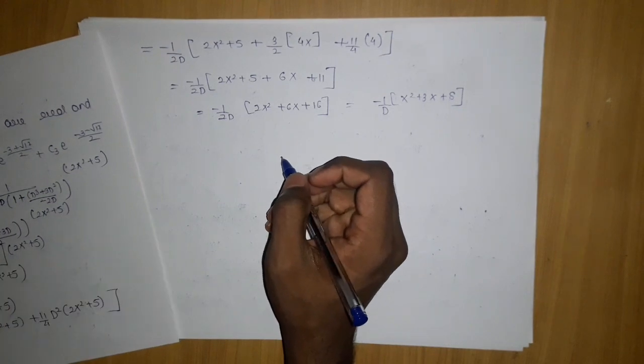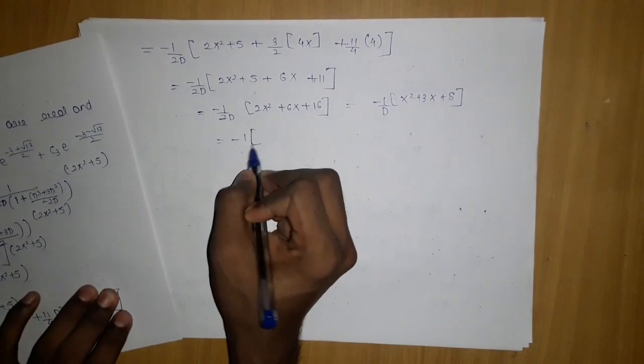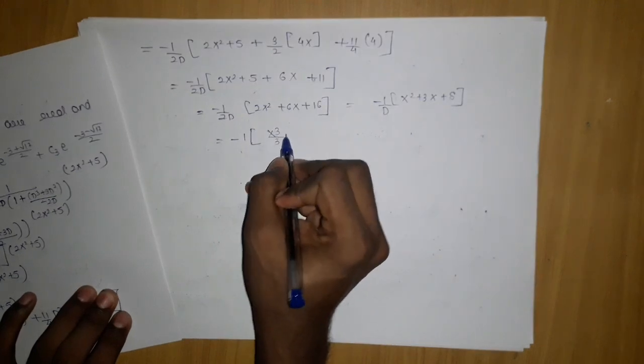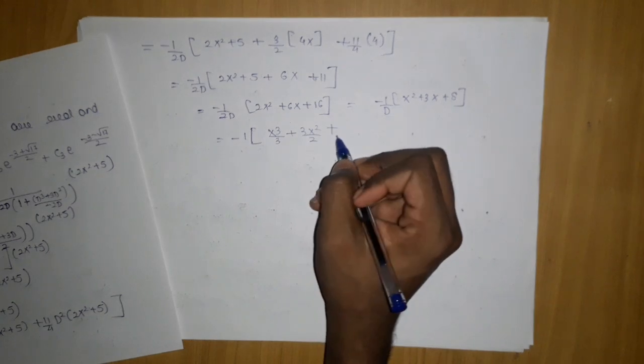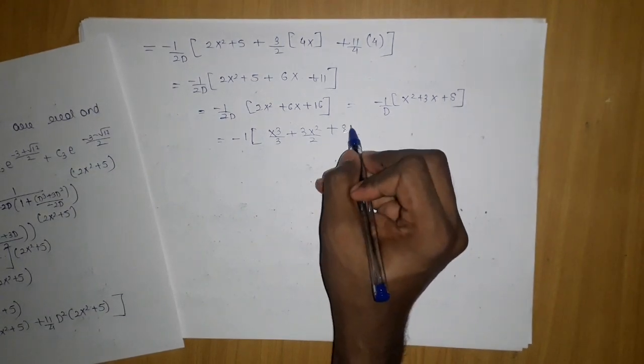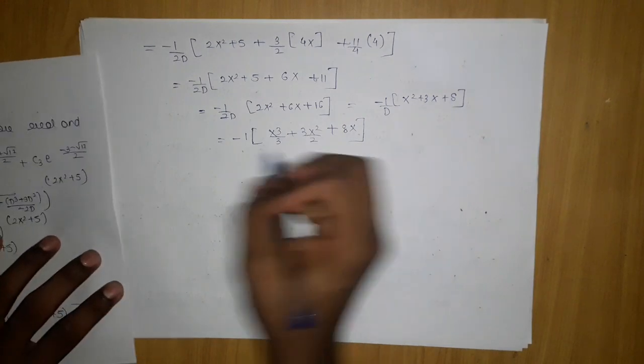And now if you integrate it, minus will be outside, minus 1, which will create x cube by 3 plus 3x square by 2. 1 by D when multiplied will be nothing but integration, so 8x. So we are getting this as our particular integral.